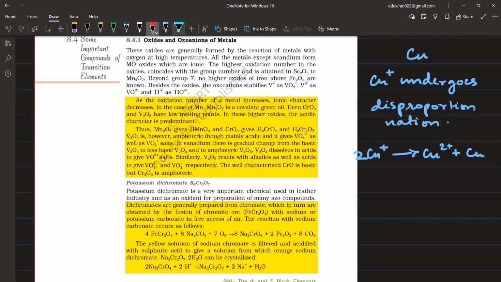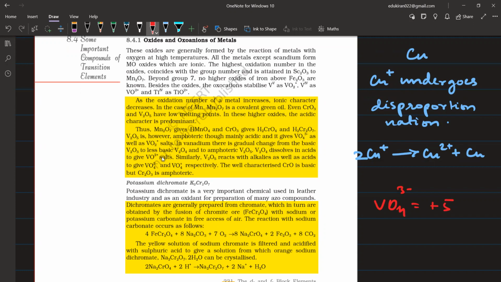Let us calculate the oxidation state. VO4 3 negative will be... what is the oxidation state here for VO4 3 negative? +5. +5 होगा ना? Yes or no?